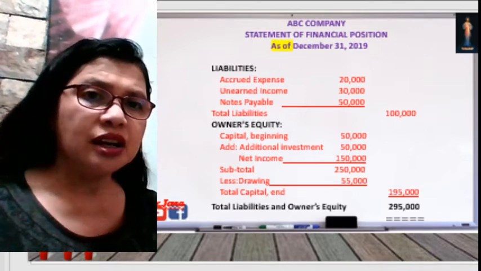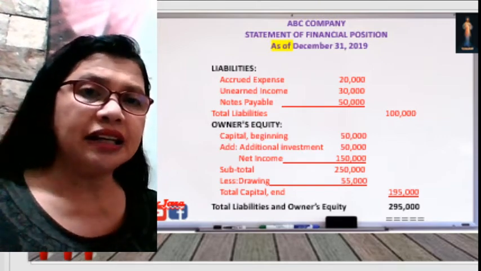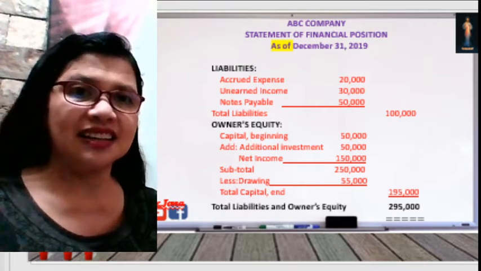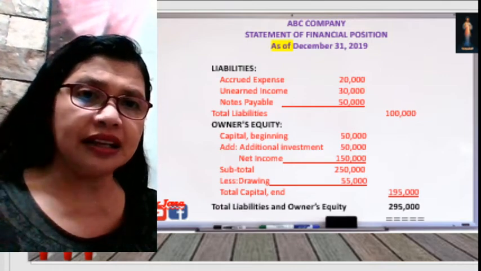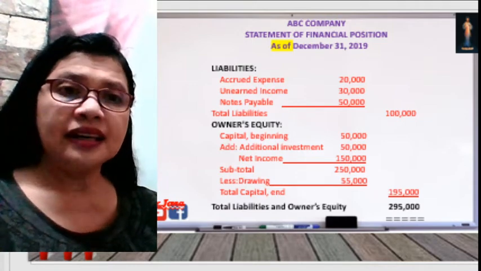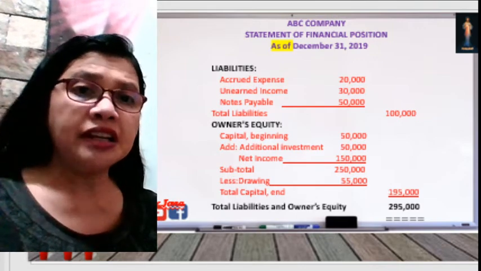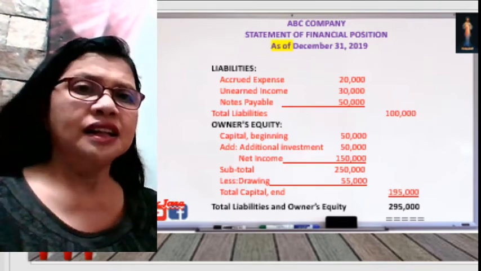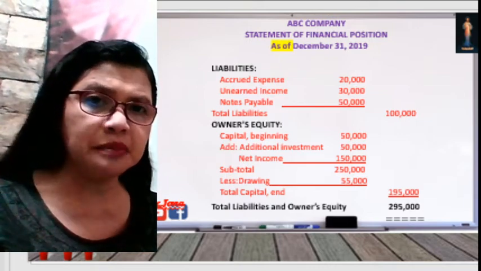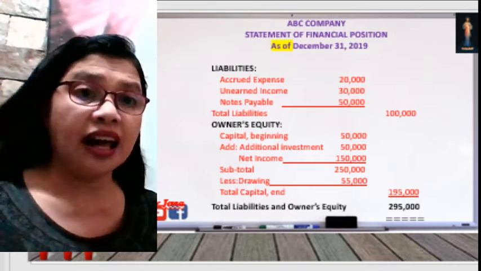For liabilities, we have the accrued expense. When we say accrued expense, this is a liability account because this is an expense incurred, but we haven't paid yet. So that falls under the liability account. And the unearned income is an income already paid but not yet earned, or we haven't delivered it yet, but we have received the income. So that is a liability account, plus the notes payable. So it will give us a total liabilities of 100,000.